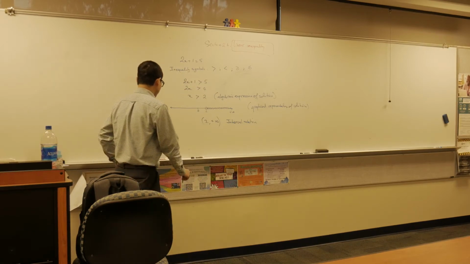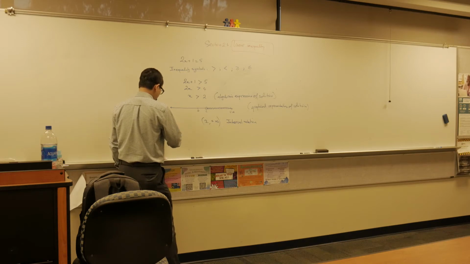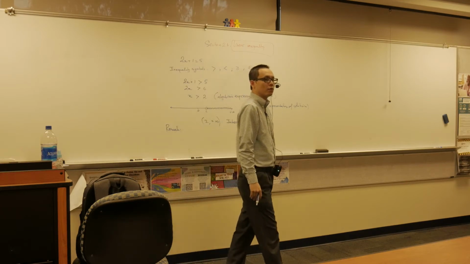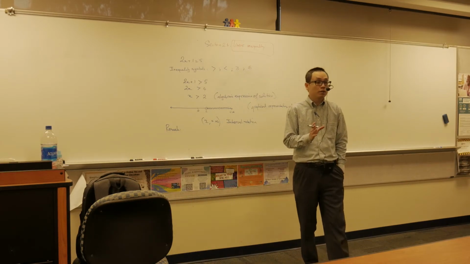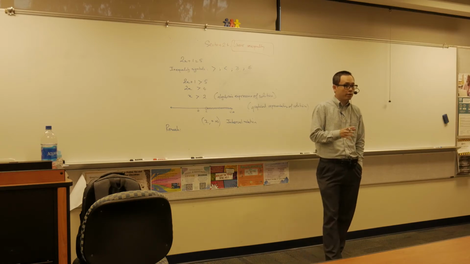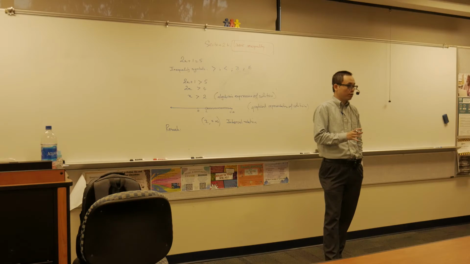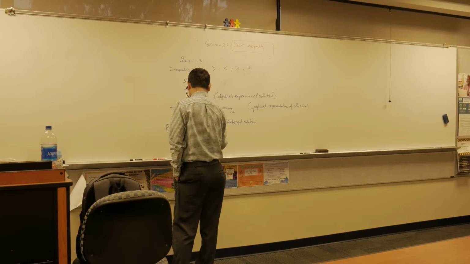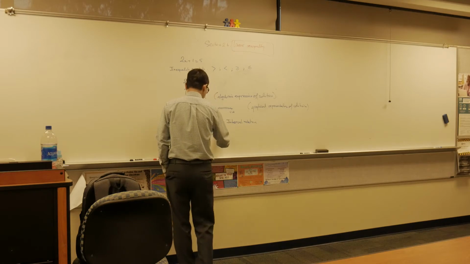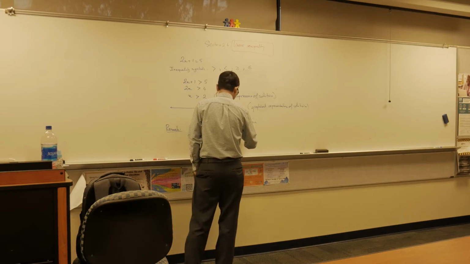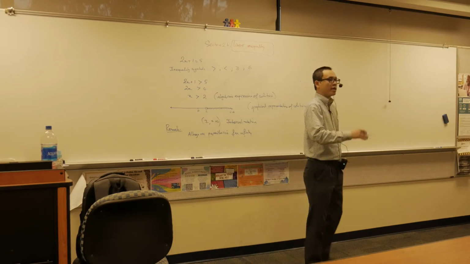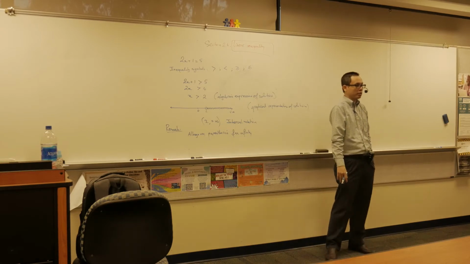I want you to pay attention to this. So I'm going to put a remark. Every time you want to write interval notation for positive infinity or negative infinity, you always use parentheses. So remark: always use parentheses for infinity. It doesn't matter if it's positive infinity or negative infinity, you always want to use parentheses.